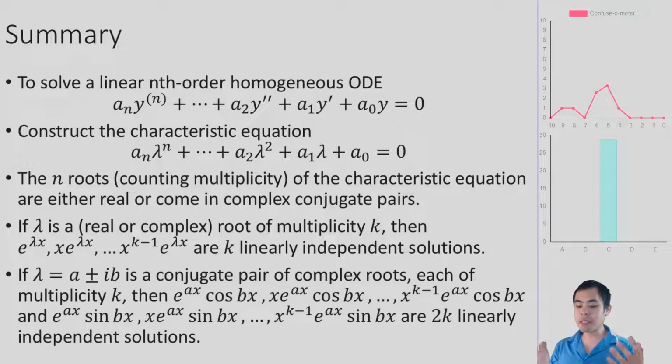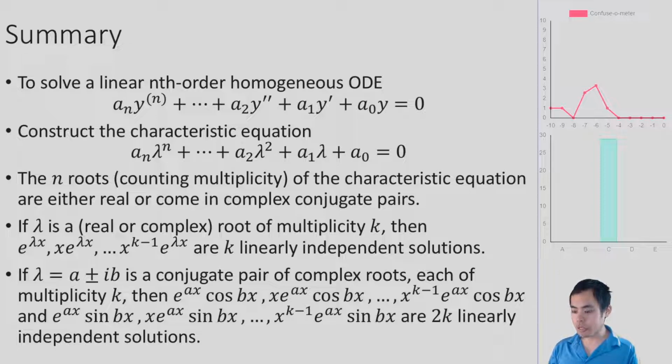If you have a complex conjugate pair, that is when you have a plus or minus ib, and each of these is of multiplicity k, then you have e to the ax cosine bx, x e to the ax cosine bx, and so on. And the same for the sines.